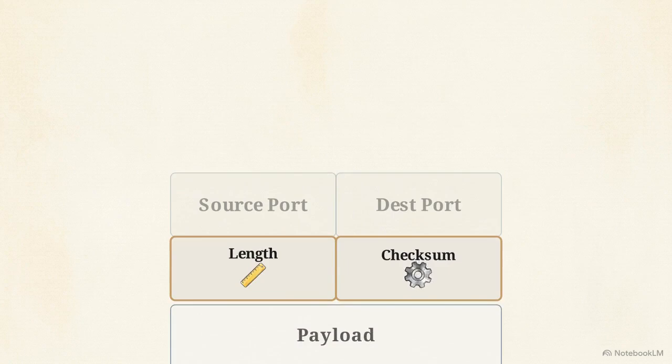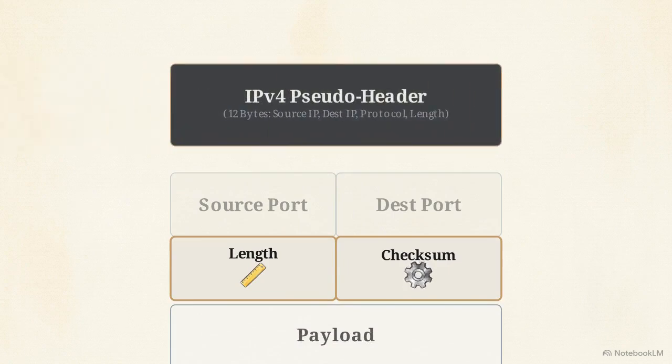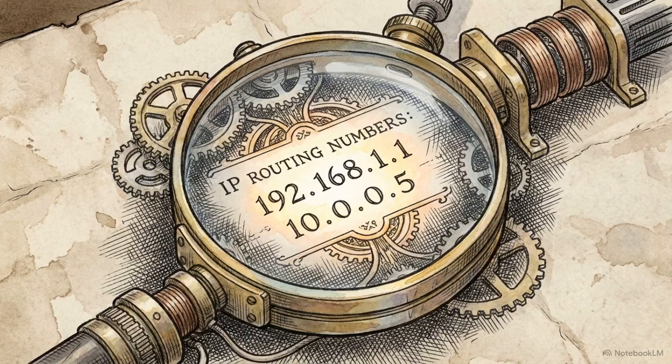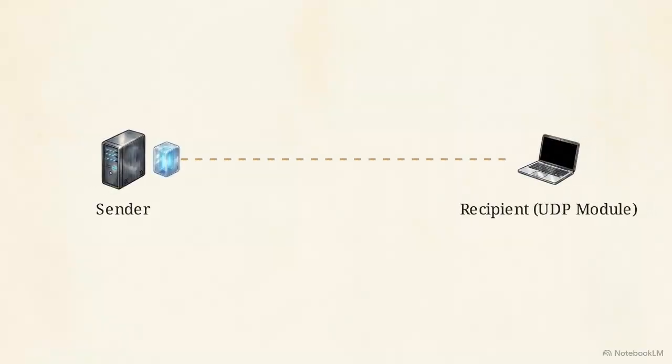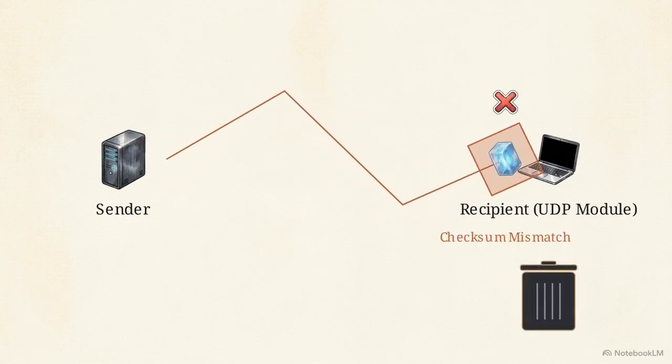UDP calculates this checksum using its own header and payload, while also conceptually prefixing a 12-byte pseudo header directly from the IPv4 layer before running the final calculation. This pseudo header includes the source and destination IP addresses. By merging these into the checksum, the UDP module verifies that the transport unit actually reached the correct recipient and wasn't accidentally misrouted by a corrupted IP header along the way.